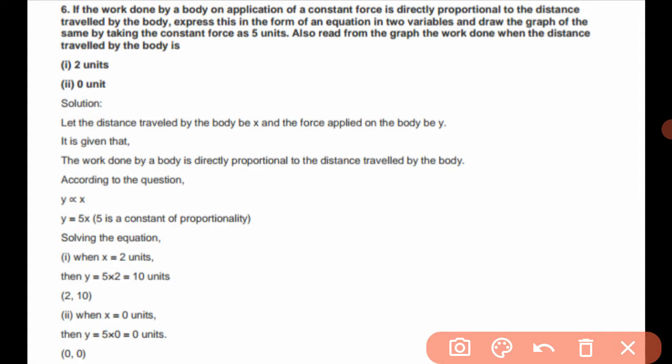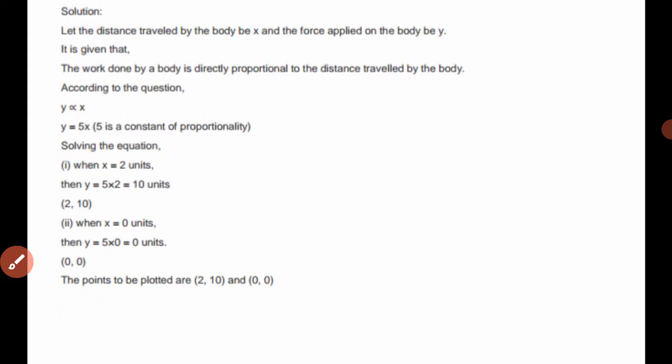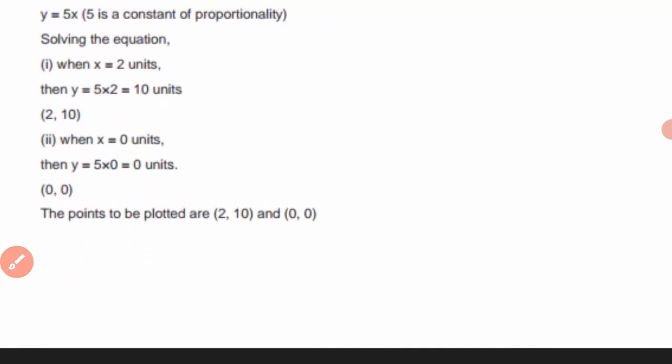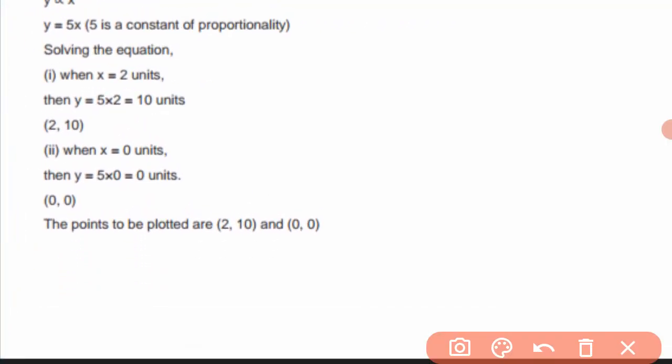Now solving, in the first case we are given x equals 2. When x equals 2, then y will be equal to 5 into 2 equals 10. So here the point will become (2, 10). Now in the second case we are given x equals 0, so y will be equal to 5 into 0 equals 0. So here the point will be (0, 0). So the points plotted are (2, 10) and (0, 0).